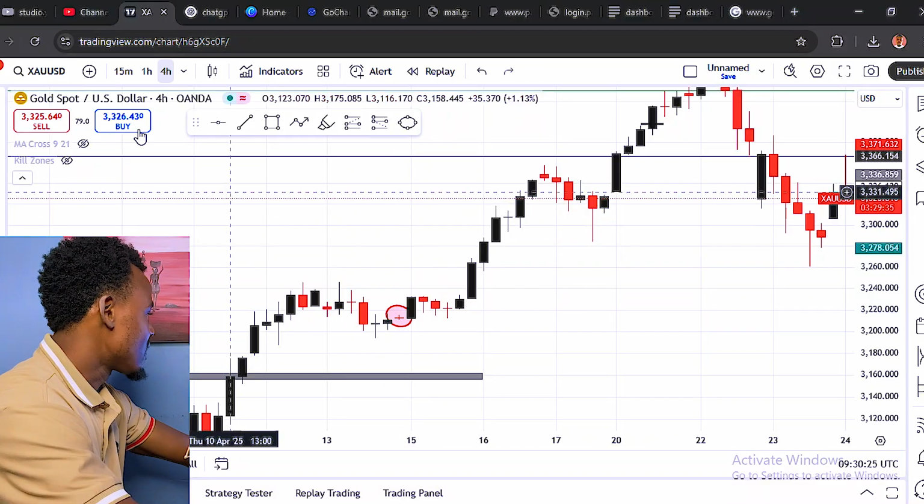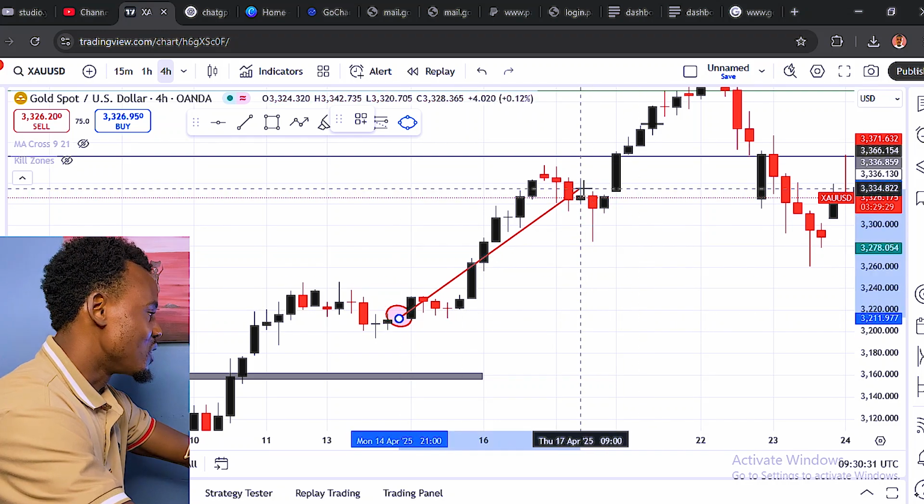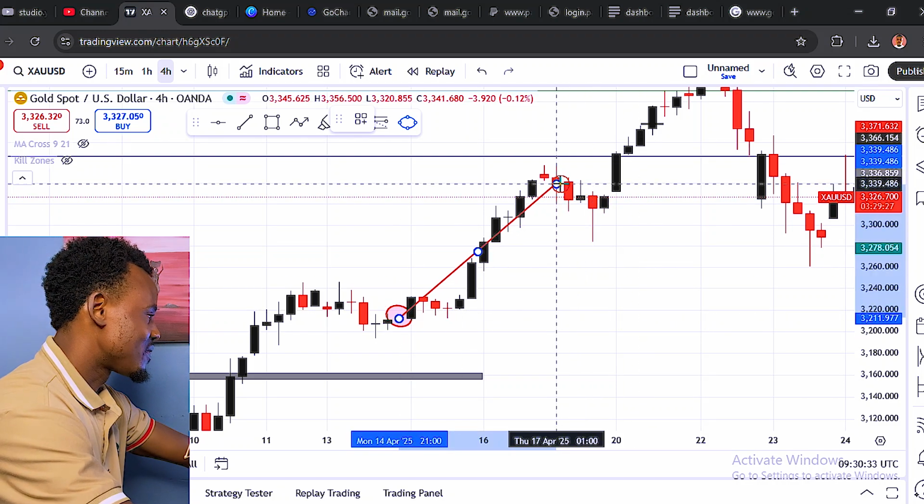Now, these movements happen from this particular zone to this particular zone right here.